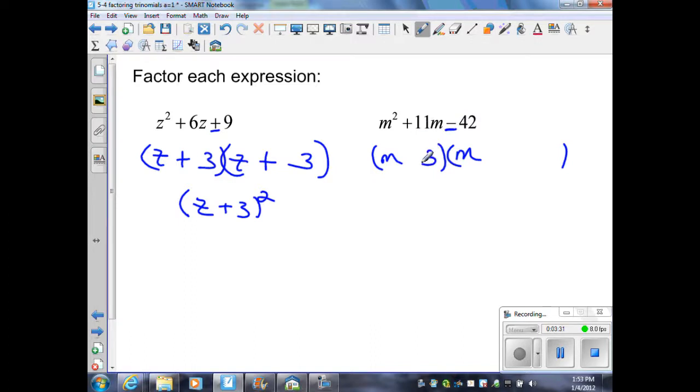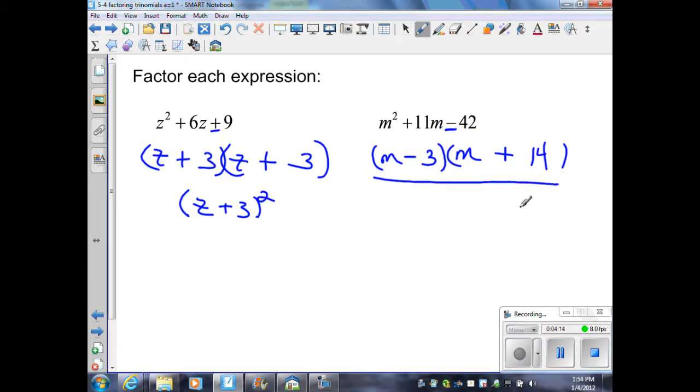So 3 and 14 will achieve my 3 times 14 is 42. Now I have to determine, is this a minus plus or a plus minus? And here I'm going to have a minus plus. And I can check that by FOILing. M times m is m squared, minus 3m plus 14m. 14 minus 3 will get me 11m. And a negative 3 times a positive 14 will get me a negative 42.